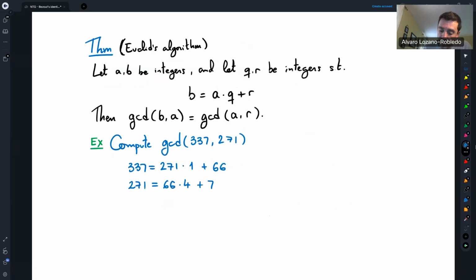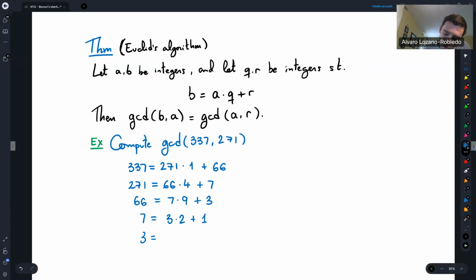Then I take 66 here and divide it by 7. That will be 7 times 9. That's 63. Plus 3 is 66. And then 7 is 3 times 2. That's 6 plus 1. And 3 is 1 times 3 plus 0. As soon as we get 0, that means that right above it, this number is the GCD. So the GCD is 1.